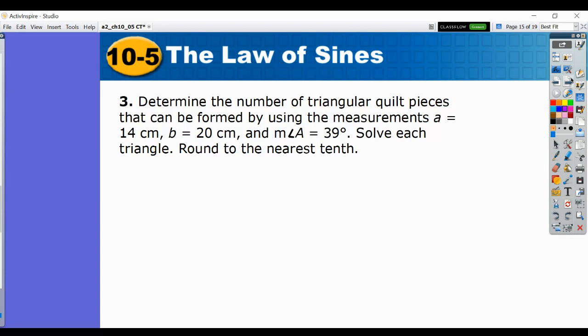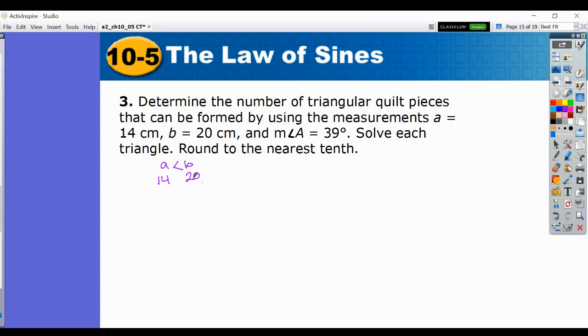Here we go. Determine the number of triangular quilt pieces that can be formed using the measurements a is 14, b is 20, and angle A is 39. So a is 14, b is 20. We know a is less than b.